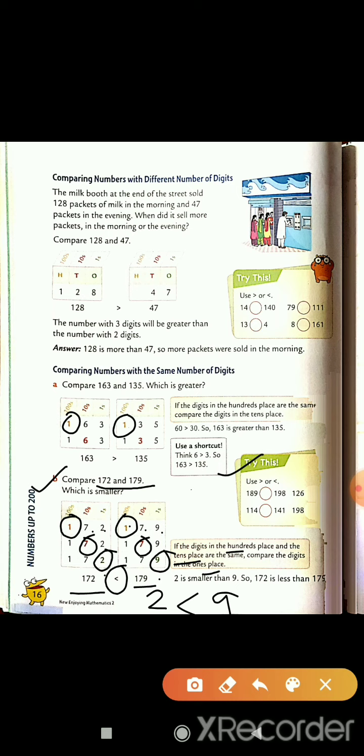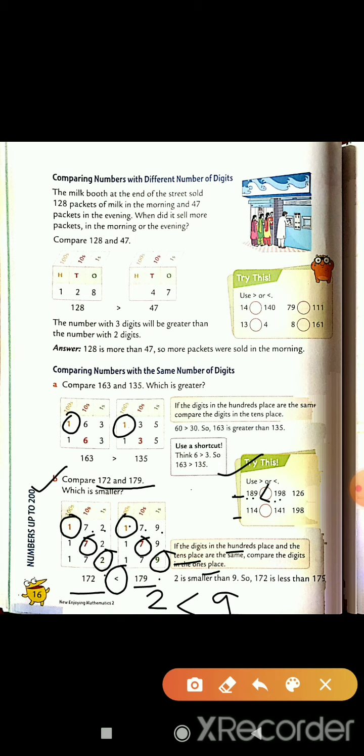Try this. Use greater than or smaller than sign. Here, 189 is there and 198 is there. At the hundreds place 1 is there. Both are same, so move on to the tens place. Here at the tens place 8 is there. Here at the tens place 9 is there. So 9 is greater than 8. So 198 will be greater than 189.